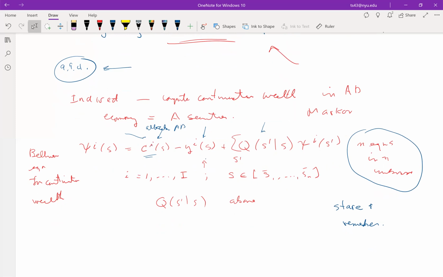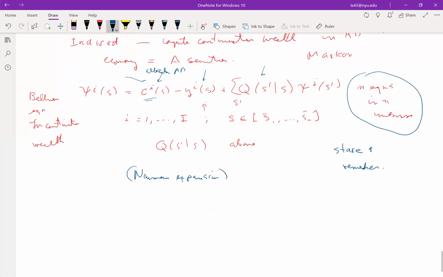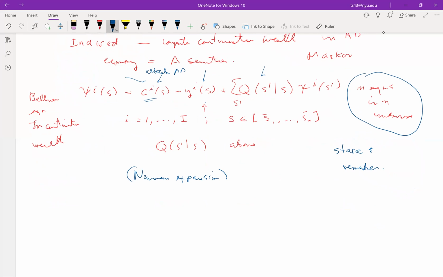Actually, maybe you've seen this before, the equation that I have will look like a version of a Neumann expansion. If you've seen that. If you haven't seen it, don't worry about it. What do I mean by that? I mean, I'm going to write this as a vector, psi, minus y i. So these are vectors now. Take out the s. Now I'm going to have a matrix Q times psi i.